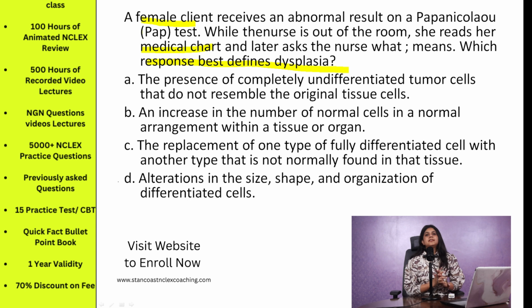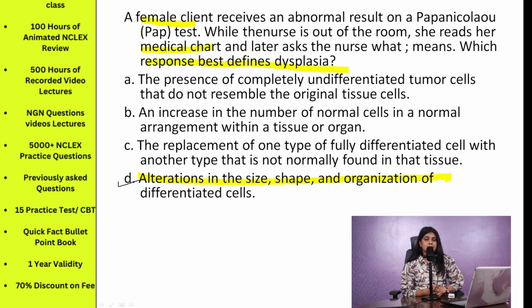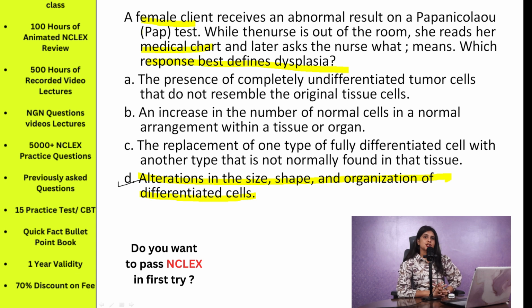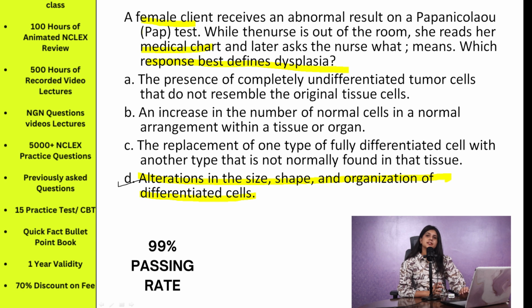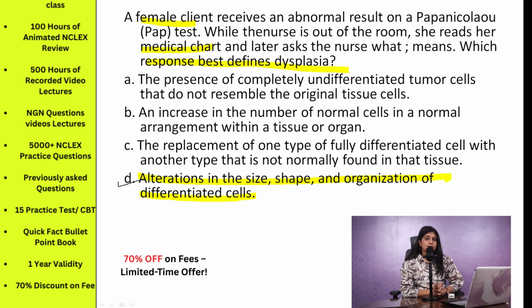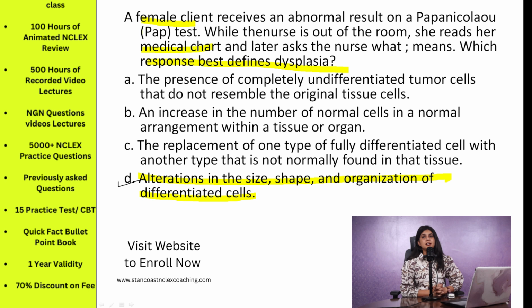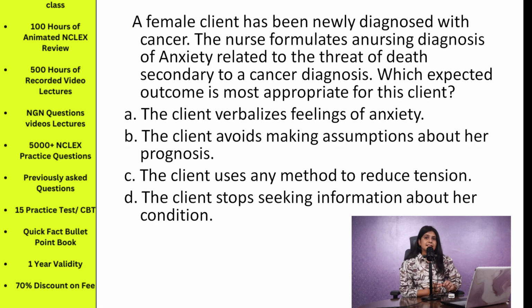Correct answer: D. Dysplasia refers to changes in the size, shape, and organization of differentiated cells. Option A describes anaplasia, which refers to undifferentiated tumor cells. Option B describes hyperplasia, which is an increase in the number of normal cells. Option C describes metaplasia, which is the replacement of one differentiated cell type with another that is not normally present in that tissue. Let's move on to the next scenario and see what it tests.